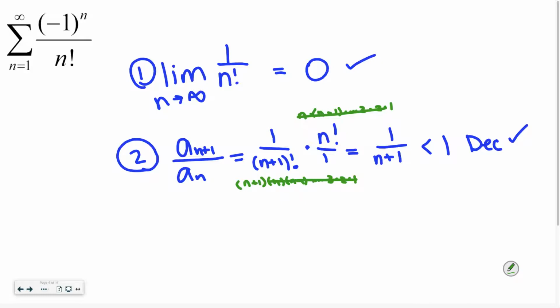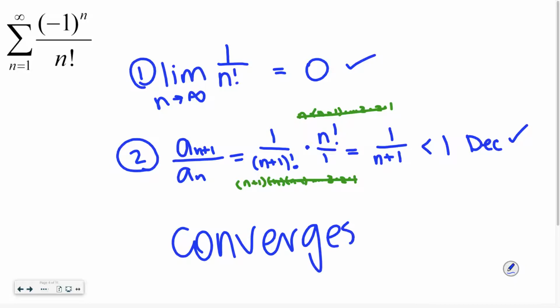Isn't the first term negative? In these 2 steps, as long as it's alternating, we take out the alternating piece and we look at the non-alternating sequence for these 2 steps. Does that answer your question? It does.